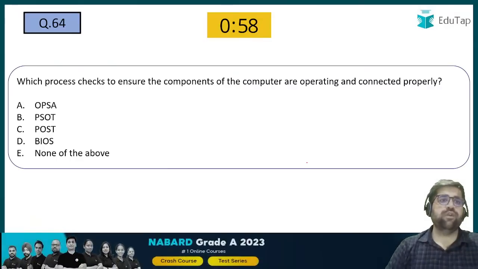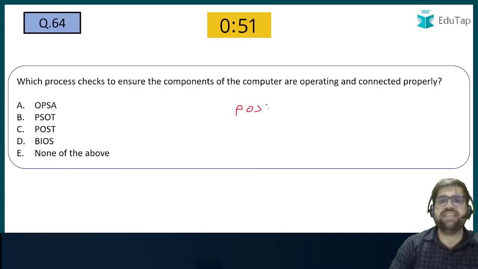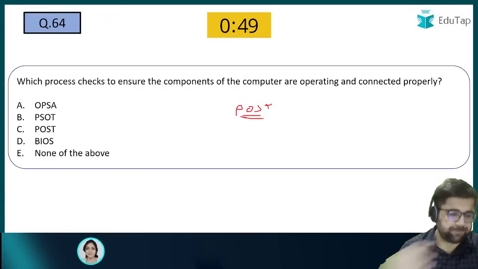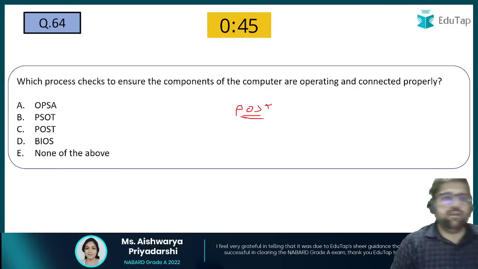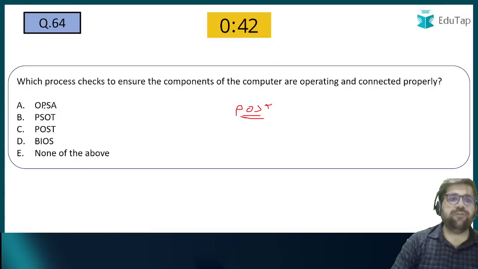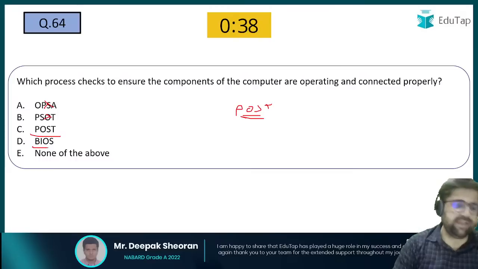Question number 64. Now also please give me the full form of POST. You will have to give the full form of POST too. Okay, question number 64. See, options A or B are only there to confuse you here, so they don't make any sense. The option will be either C or D.